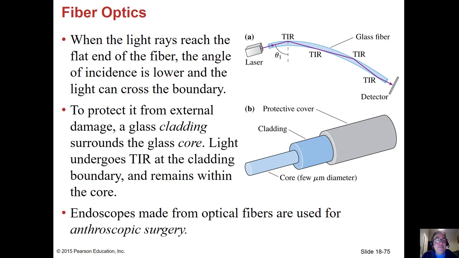So when light reaches the end of the tube, the angle of incidence is lower than the critical angle, and the light can cross the boundary. So over here, light can actually leave. Usually it's just not a glass tube. You might have something outside of it, like this protective cover. Endoscopes, that's the word I was looking for, make use of this for surgery or just to do some sort of exploring.